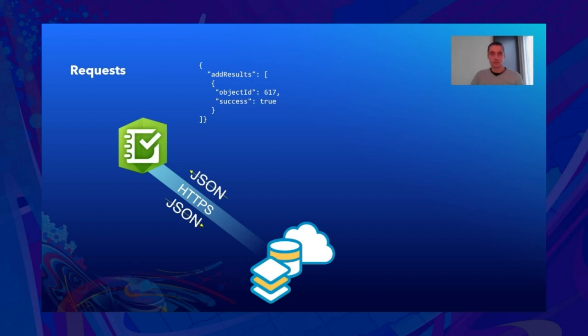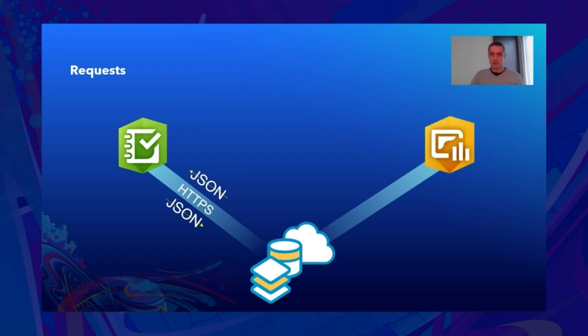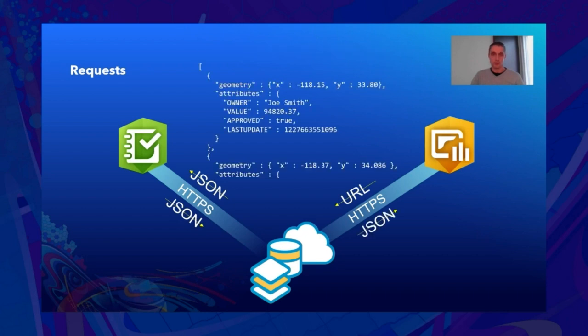But because it's a service, it can also be used from other applications. For instance, I have the operations dashboard. The operations dashboard can query the same service that's underneath Survey123. So when it does that, and it gets all the items, the service will respond with another piece of JSON that contains all the information that was requested. And with that, you can use the service that's underneath Survey123 to show the items in the operations dashboard.